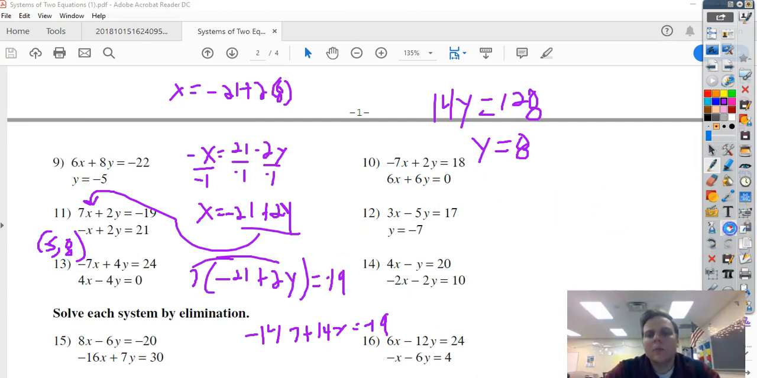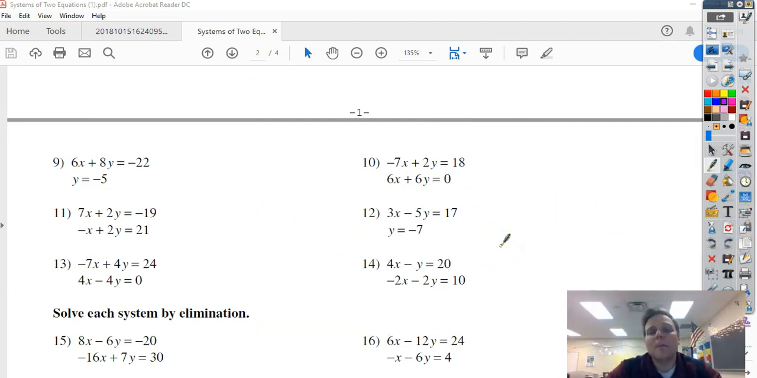Okay. Number 12. Guys, if you have not paused the video yet and tried one on your own, try it on number 12. So hopefully you just now unpausing the video and you're like, Mr. Netherland, that was a breeze. Alright, because you know that y equals negative 7. So you can just plug in a negative 7 for y.